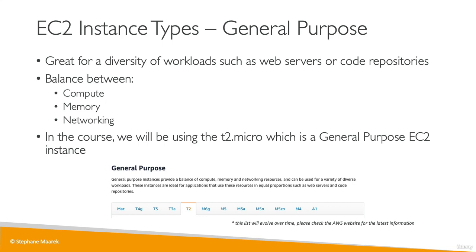On the website that I just showed you, you will see all the different types of general purpose instances. This is going to evolve over time, so I won't update this slide, but you can always refer back to the AWS website to check what the instances are in the general purpose family.